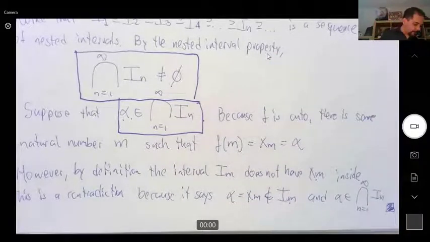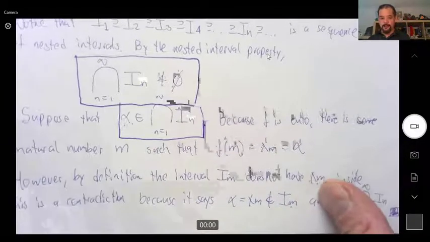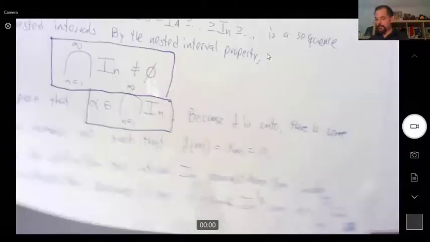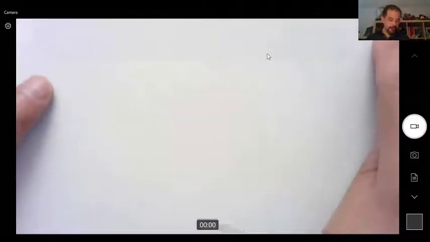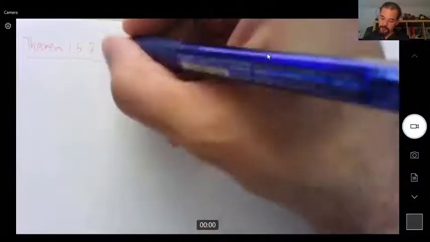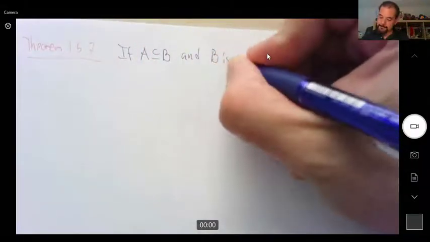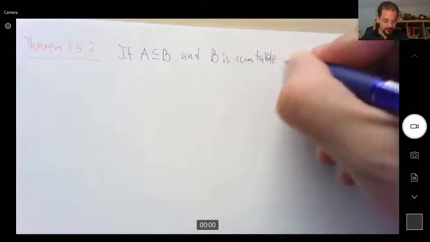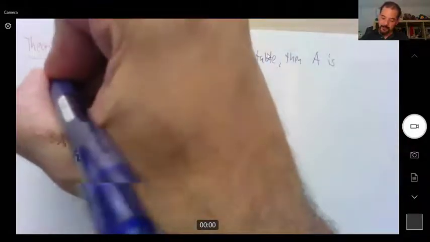We have a couple of other theorems that I'm going to announce but not prove. Many of them you need to find ways of proving from your homework exercises, right? But it's important that you know them. This is the first, theorem 1.5.7 in the book. It says the following: if A is a subset of B and B is countable, then A is finite or countable.